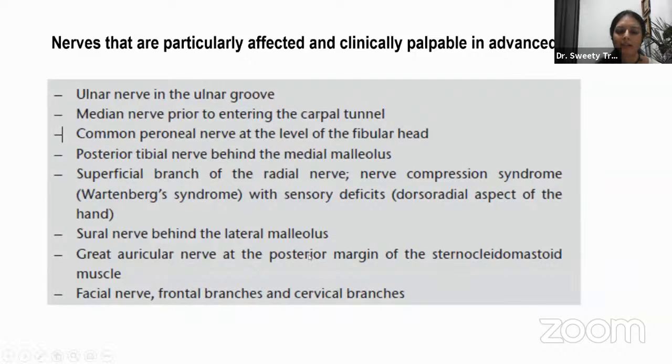Sural nerve behind the lateral malleolus, greater auricular nerve, facial nerve, obviously frontal branches, and corneal anesthesia is due to the fifth nerve involvement. That's why the eye manifestations.